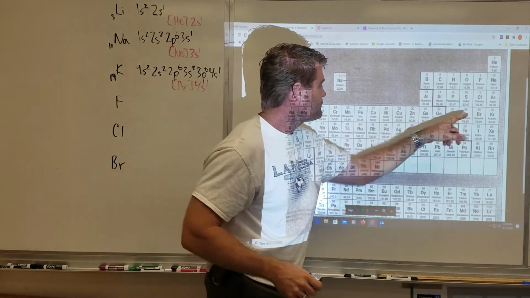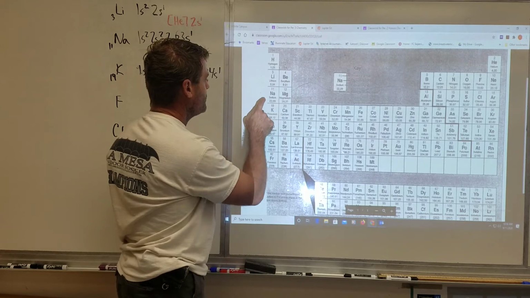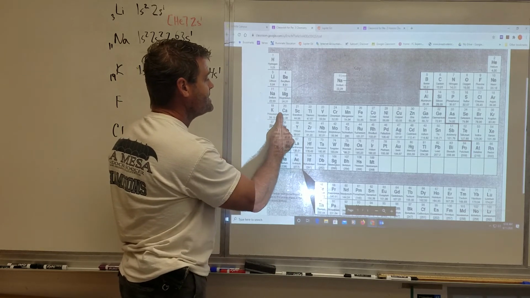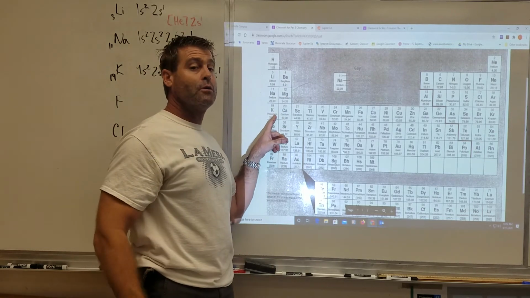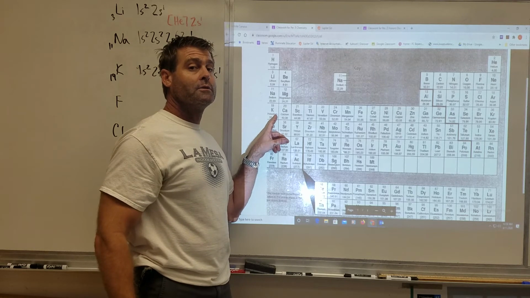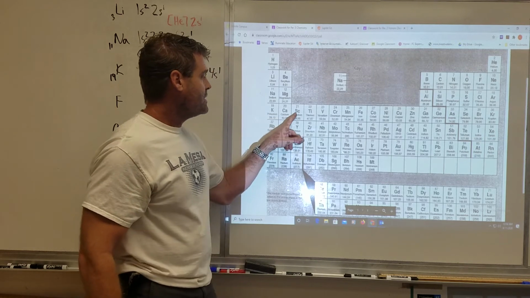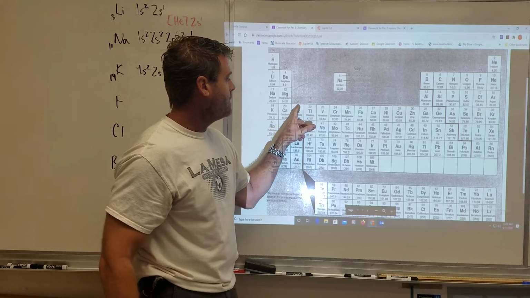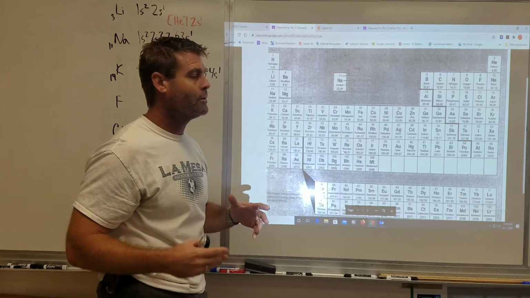So bromine, I would go 1, 2, 3, 4. It's 4s2. But if you guys remember from your orbital filling diagram, the d orbitals begin within the 3rd energy level. So this isn't 4, and this is the d block. Remember, there's 10 because there's 5 different d orbitals, each of which holds 2.